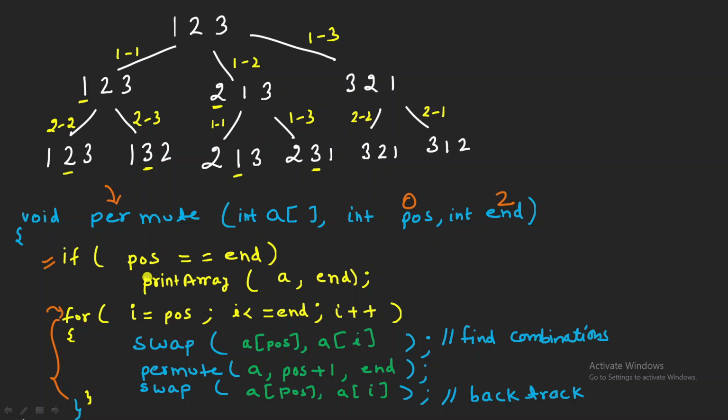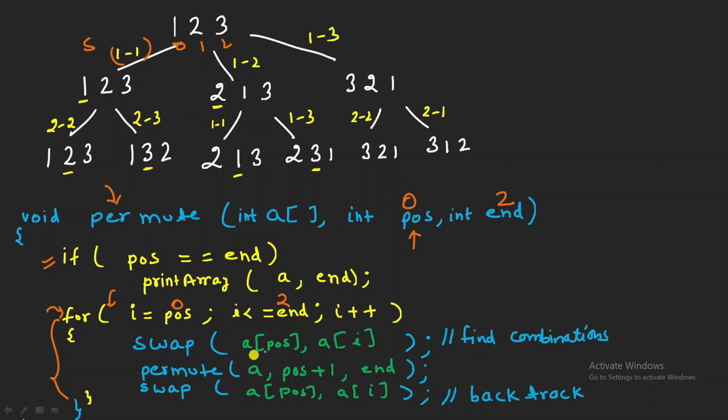So I will come here and I will say this POS. This POS is the position that we want to fix. The position that we want to fix will be pointed out by this position variable. Now what I am doing is, here I want to fix 1, so that means I swapped 1 with 1. So I will come here and I will start from i equal to 0 till 2. So this is 0, this is 1, this is 2.